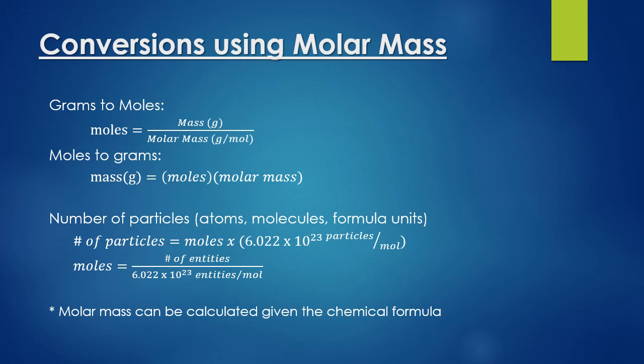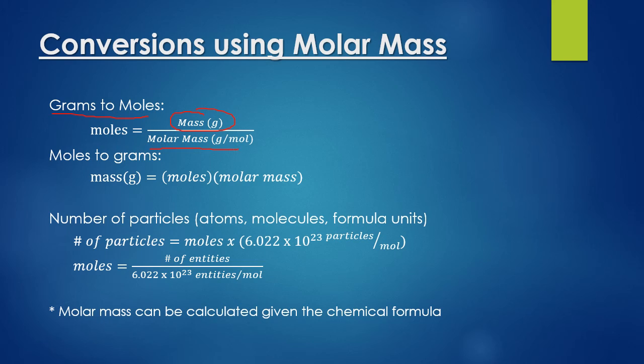So here are the equations that you'll see on your equation sheet for doing conversions using molar mass as well as using Avogadro's number. So we have several different types of calculations we might come across when given word problems. One, going from grams to moles. So if you are asked to solve for the moles of something and you are given the mass and the molar mass, to solve you would take the mass in grams and divide it by the molar mass.